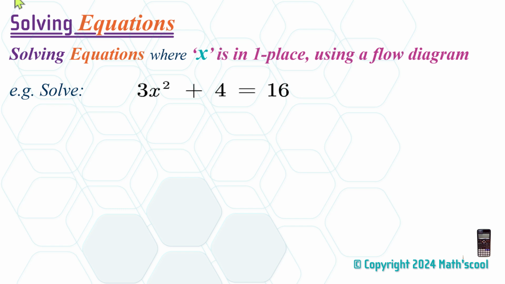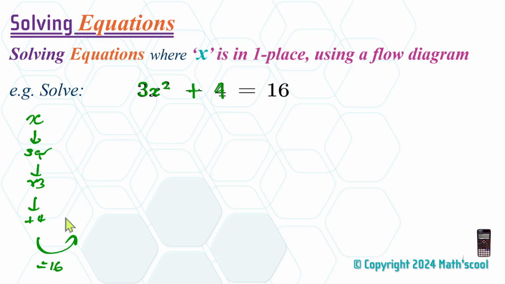Next question. If x is in one place, use a flow diagram. So we're going to start our flow diagram from the x. Next to the x is the squared. That's the closest thing to it. Then there's a times 3. And then way off to the side is the plus 4. And now we've reached the equal sign.